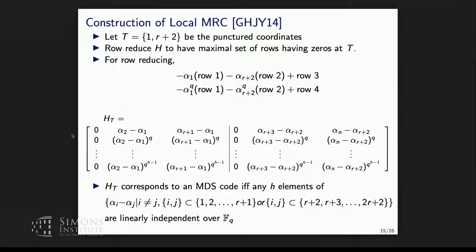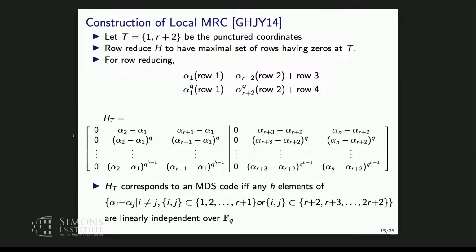So I have kind of zeroed out the columns in some sense, and the way to look at it is alpha_2 minus alpha_1, and then I'm multiplying by these, but these are nothing but (alpha_2 minus alpha_1) to the power q, because q is the characteristic in some sense. So it still looks like a Moore matrix, right? But with differences of elements. So this will be full rank, or actually it forms a parity check matrix of an MDS code if all these are h-wise linearly independent.